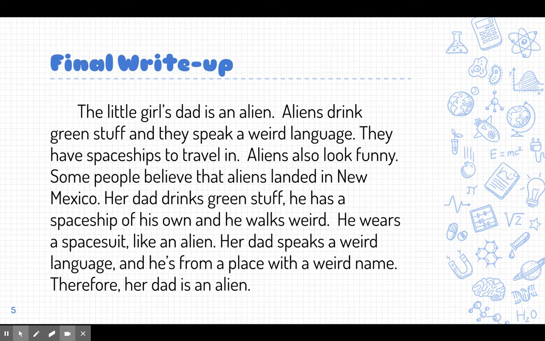So as a final write-up, you would say that the little girl's dad is an alien. That is your claim right there. And then you're giving your evidence by saying aliens drink green stuff and they speak in a weird language. They have spaceships to travel, and aliens also look funny. Then you go into your reasoning. Well, some people believe that aliens landed in New Mexico. Her dad drinks green stuff. He has a spaceship of his own, and he walks weird. He wears a spacesuit like an alien. Her dad speaks a weird language, and he's from a place with a weird name. Therefore, her dad is an alien.